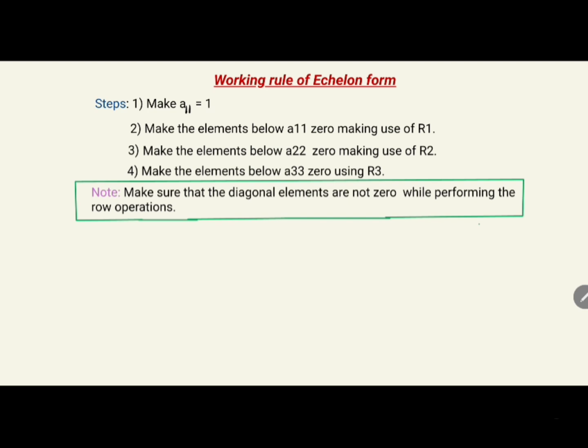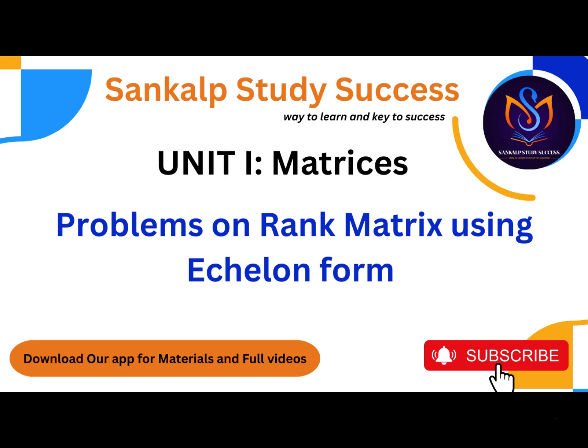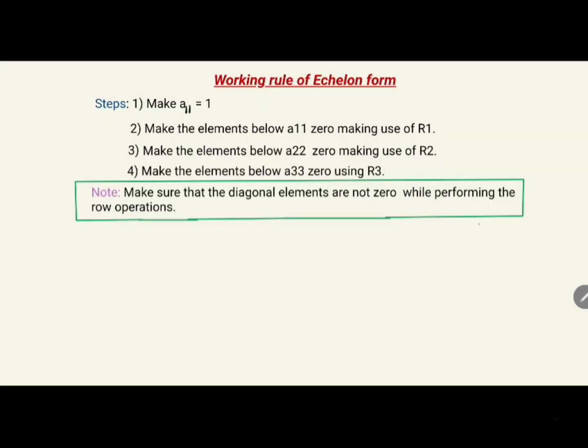The second step is make the elements below A11 0, making use of R1. So first we have to make A11 1. Then we have to make the elements which are present below A11 as 0 by making use of the first row. Next, make the elements below A22 as 0, making use of the second row. And the third step is we have to make the elements below A33 0 by making use of the third row R3.